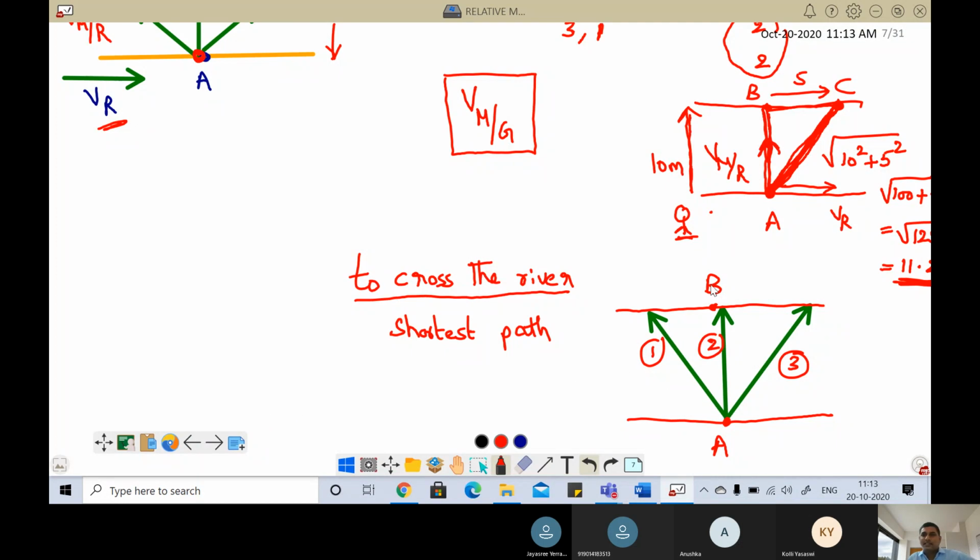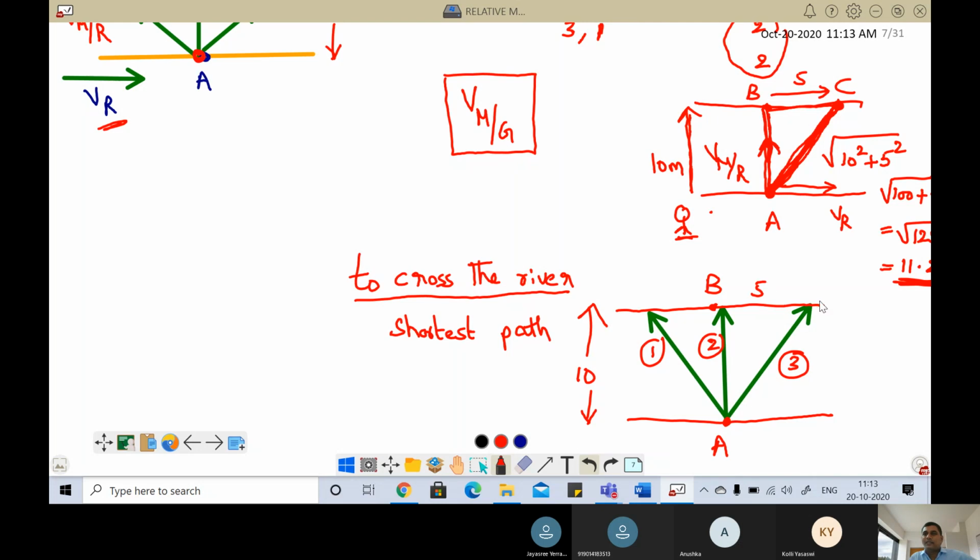Which is the shortest distance I'm asking? See here, this distance is 10 meters, correct or not? The width of the river. Now, if he goes in path 3, let us say, and this is with respect to ground. This is anyway 10, this is let's say 5.